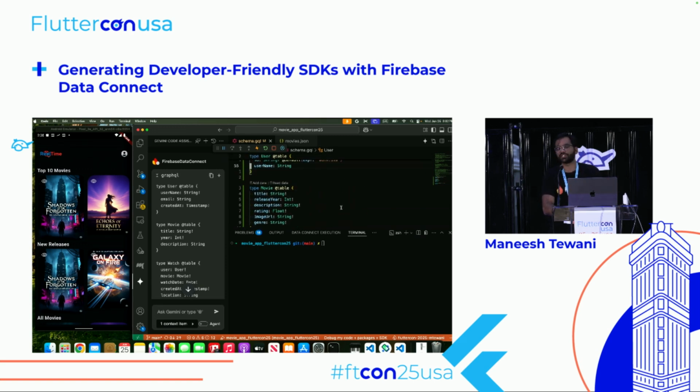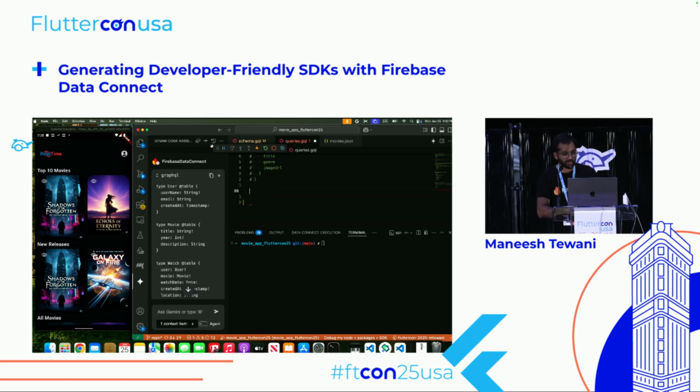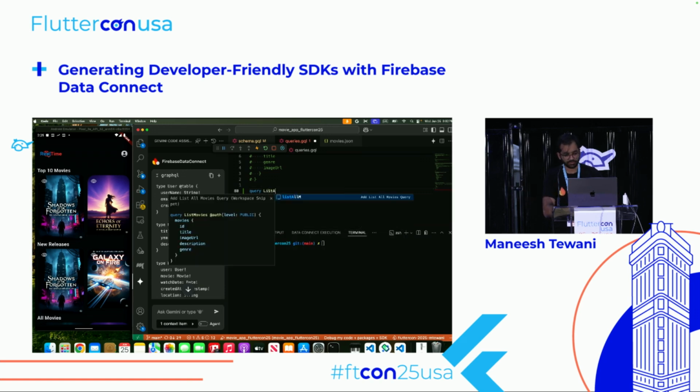But how are we actually gonna access this schema? Well, we're gonna write a query or a mutation. So let's go ahead and write a query. Let's open queries. And now let's take a look at our app. So we have top 10 movies, new releases, and all movies. So let's kind of start with the easiest here, right? So list all movies. So let's call our query list all movies.